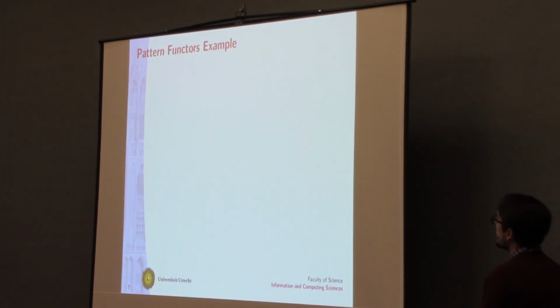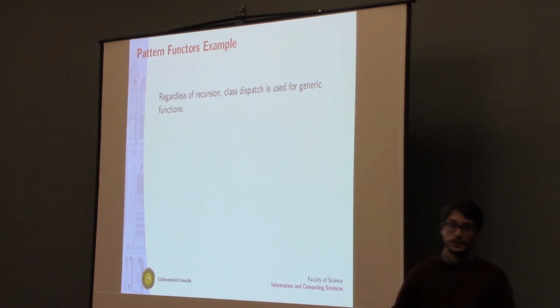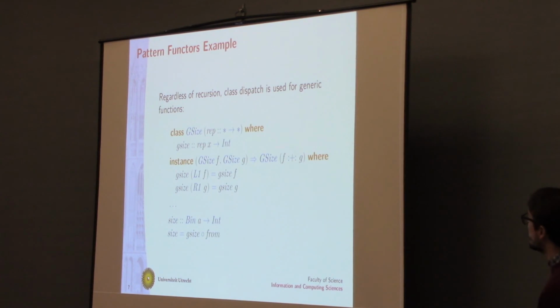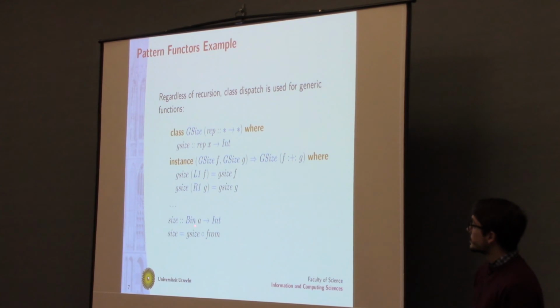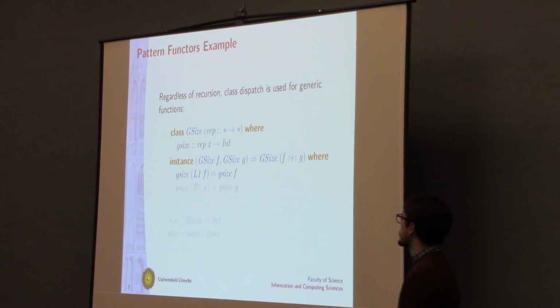Regardless though, when you have pattern functors, you define your generic functionality by means of class dispatch, which basically means that you are defining your functions by induction on your combinators, which are these guys. This means that you need to have instances for all of the separate parts, and eventually you can package your definition all together by saying, okay, translate a binary tree into its generic representation, and then apply the generic size function. Now, this is all fun and games, but it has a bunch of problems.